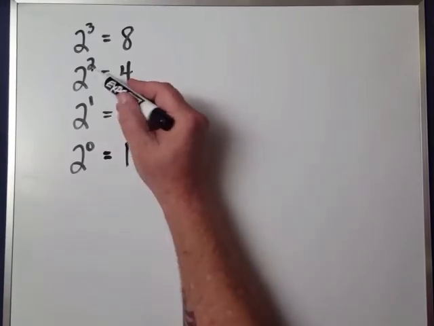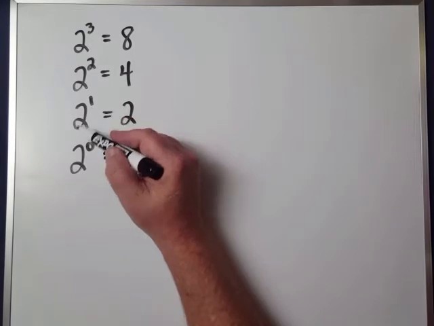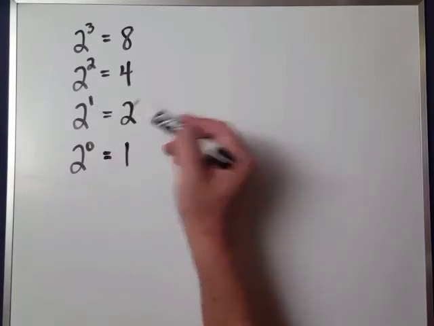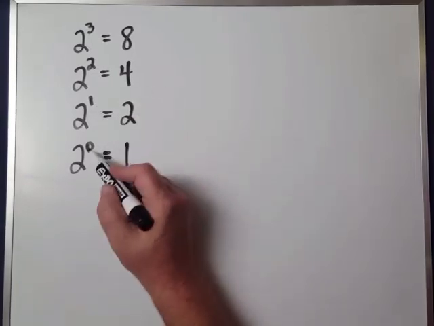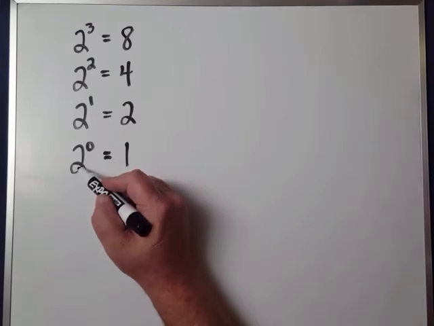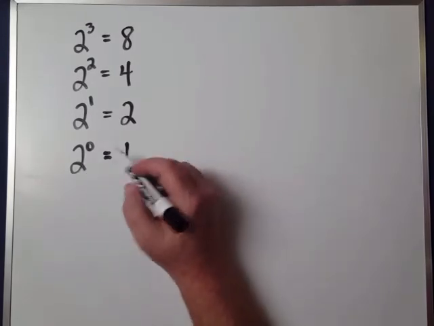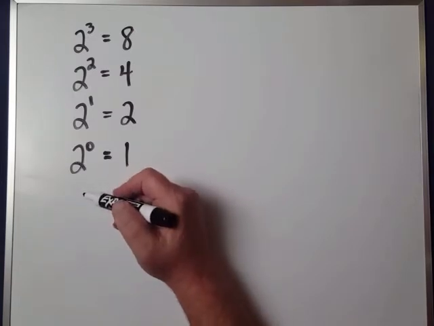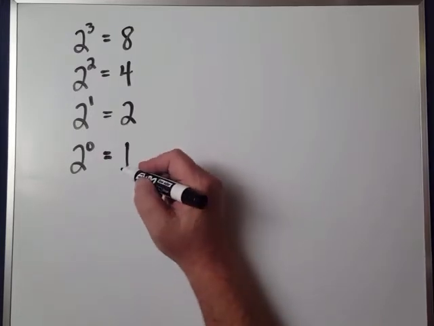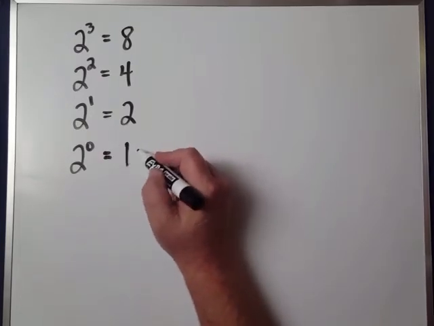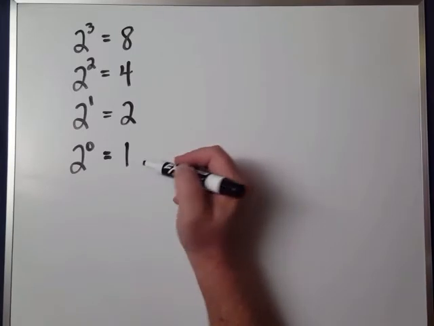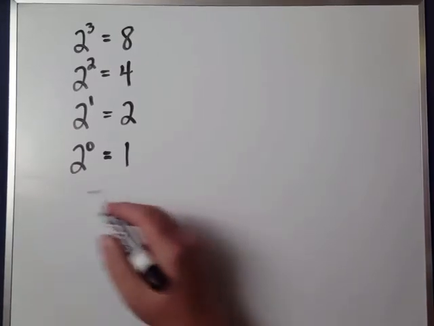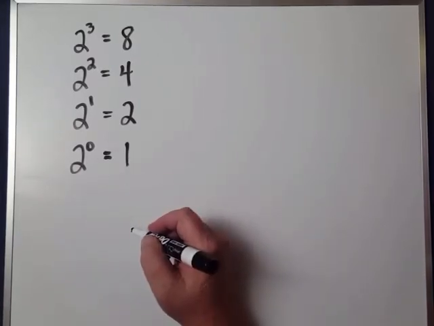If I have 2 factors of 2, I get 4. If I have a single factor of 2, I've just got 2. If I have no factors of 2, now listen to this. If I have no factors of 2, then I have nothing. But what kind of nothing? A power indicates repeated multiplication. I have the multiplicative nothing, the multiplicative identity 1. And so it even makes sense in light of that.